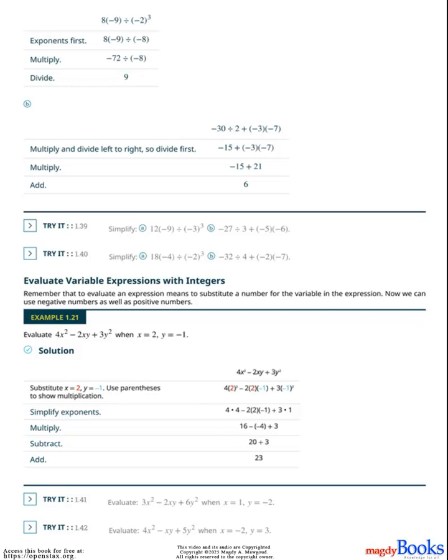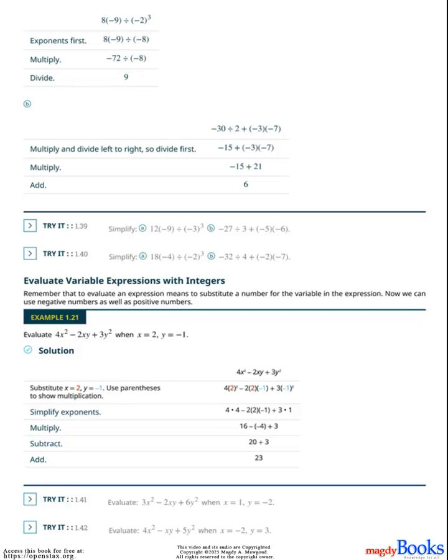Solution. 4x^2 minus 2xy plus 3y^2. Substitute x equals 2, y equals -1. Use parentheses to show multiplication. 4 times (2)^2 minus 2 times (2) multiplied by (-1) plus 3 times (-1)^2.